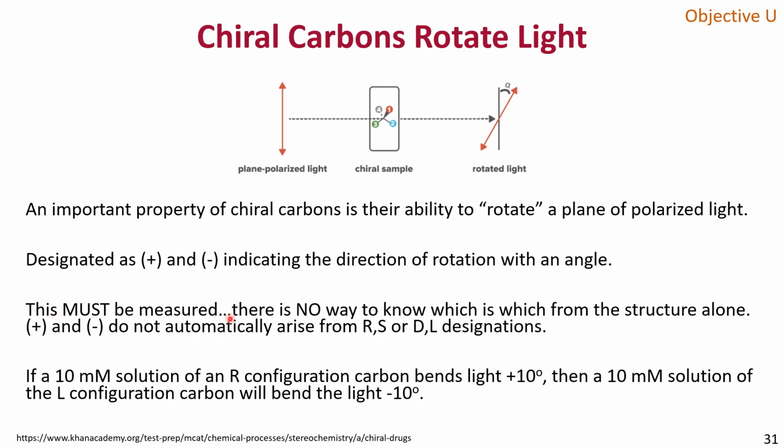Now, there is absolutely no way to know which is which. You have to measure this. There is no way to know whether you're going to go to the left or the right based on D or L. You have to measure it. But one thing you do know is if you have a concentration of an L isomer, it's going to bend the light alpha degrees. And if you have the same concentration of the other isomer, it's going to be the exact same bending in the opposite direction. So a 10 millimolar concentration of the R configuration will bend exactly the same amount as a 10 millimolar concentration of the L. That's MCAT all day long, and they'll ask you about that.